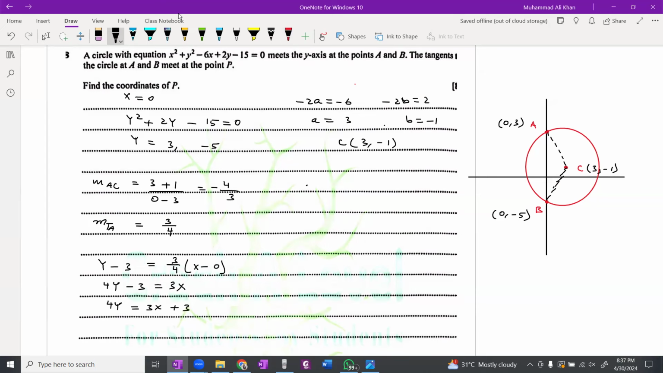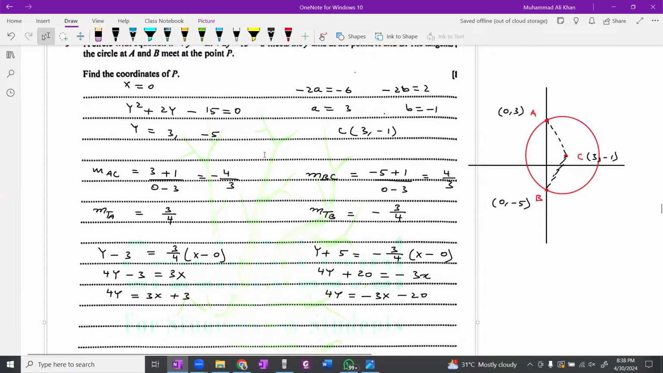And after that, the gradient of BC is minus 5 plus 1 divided by 0 minus 3, and it will be 4 upon 3. So the gradient of the tangent at B is minus 3 upon 4. So now, again, by using y minus y1, the coordinates of B, equals m times x minus x1, it will be 4y plus 20 equals minus 3x, and 4y equals minus 3x minus 20. We have to solve them simultaneously.